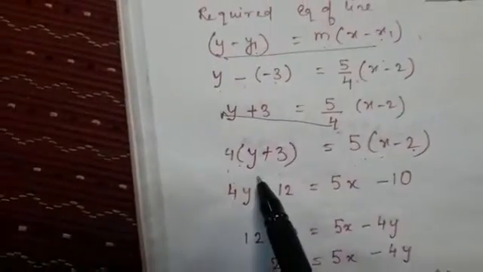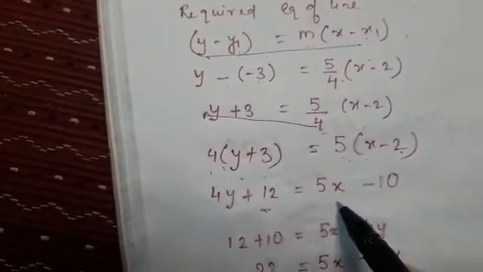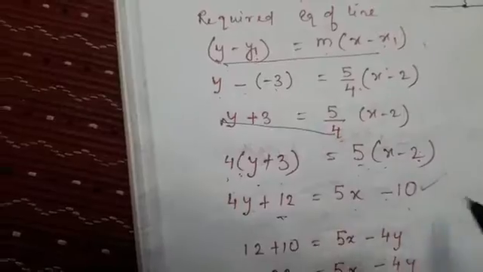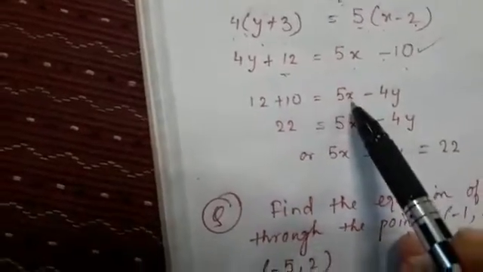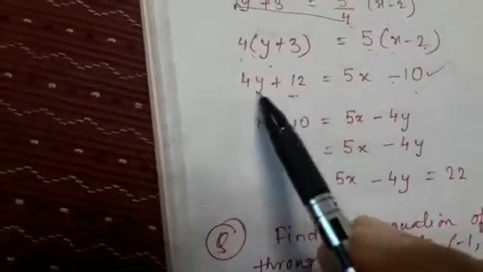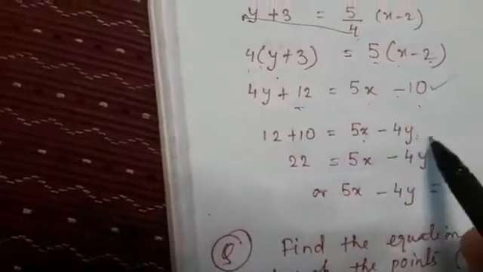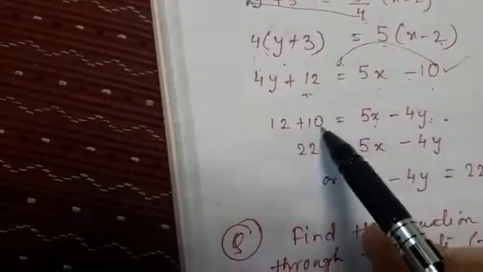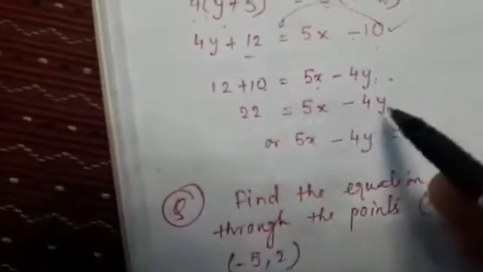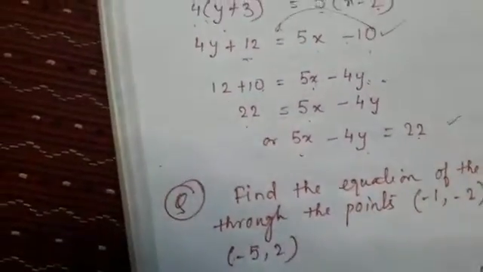Now you open the bracket, 4y plus 12 is equal to 5x minus 5 into 2 is 10. Now you bring everything on one side, or you can bring x and y on one side and the constant on the other side. See, here it is 5x, you send the 4y there, so this will become 5x minus 4y, and you send this minus 10 there, so it will become plus 10. So 12 plus 10 will give you 22, and here 5x minus 4y. So 5x minus 4y is equal to 22 is the required equation of the line.